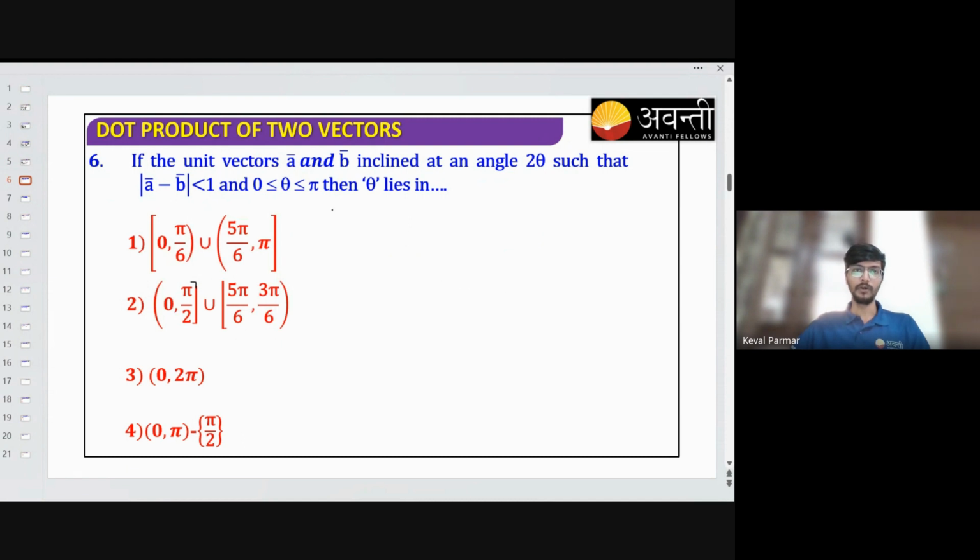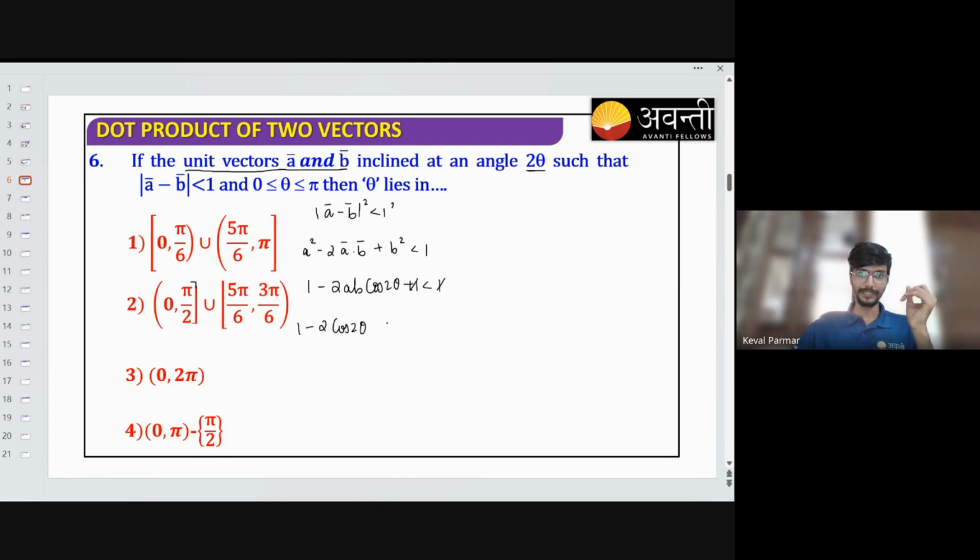It is given that the mod of a vector minus b vector is less than 1. We know the formula of the square, so we square on both the sides. So I'll get a square minus 2 a vector dot b vector plus b square is less than 1. Now, it is given that a and b are unit vectors. So I can write 1 minus 2ab cos of the angle 2 theta, plus 1 is less than 1. 1 and 1 will get cancelled. So I'll get 1 minus 2 cos 2 theta is less than 0. That means 2 cos 2 theta is greater than 1, so cos 2 theta is greater than half.